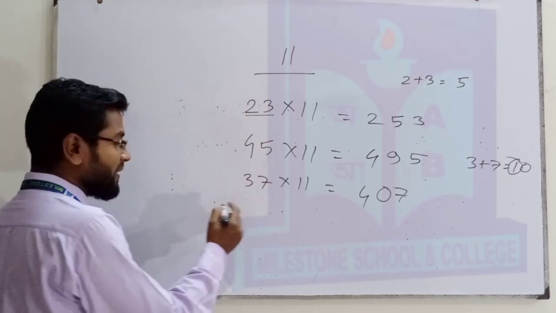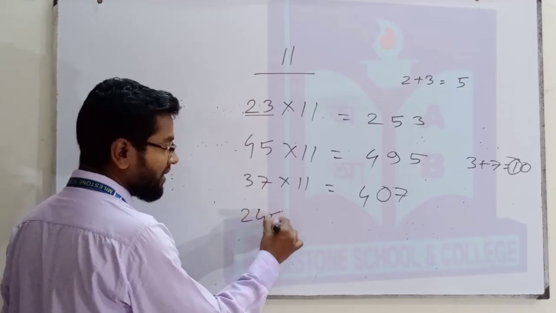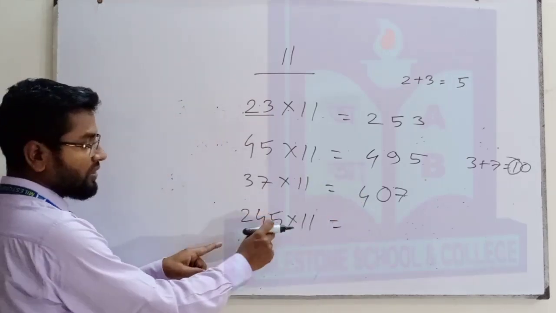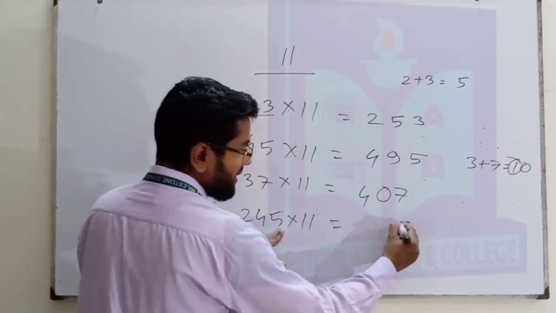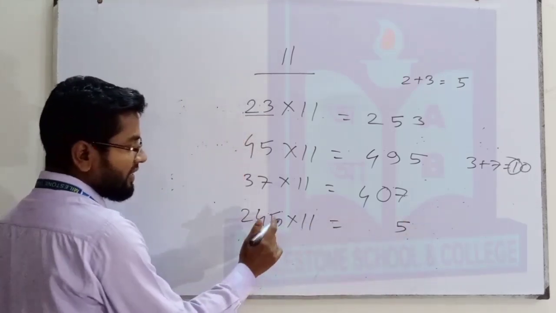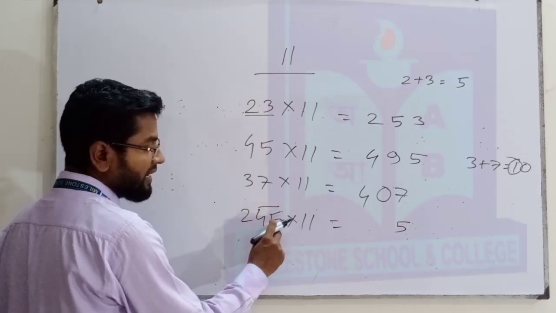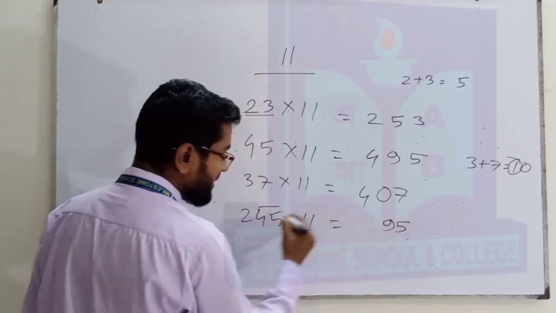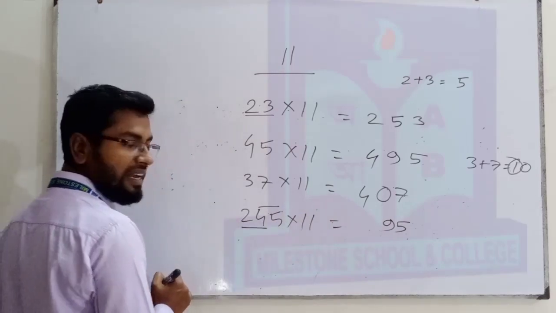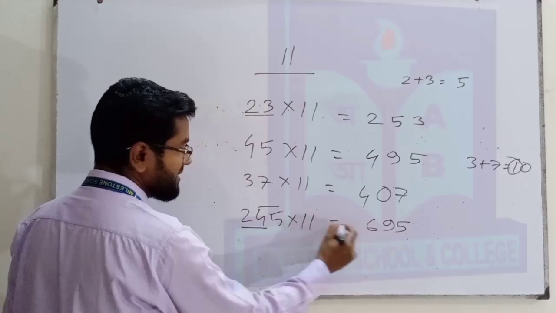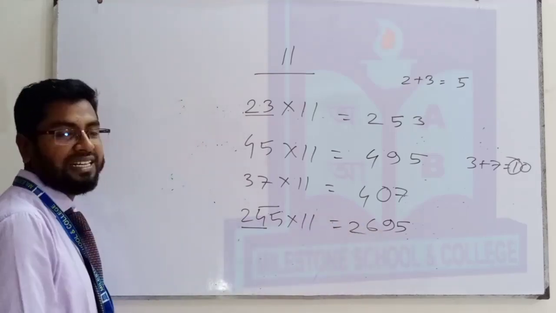See, if it is a big number, 245 multiply 11, what will be here? Same way, we know this digit will be the last one, 5. Then we will add two digits, 5 and 4. If I add, what will be here? 9. Then we add 2 and 4, it will be 6, and the first digit is 2. 2695.